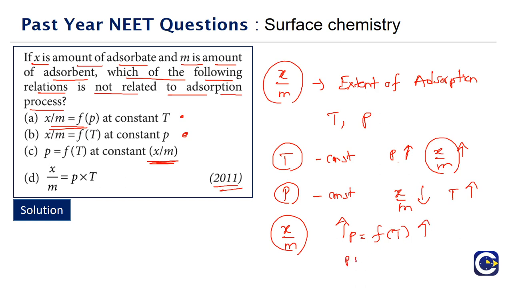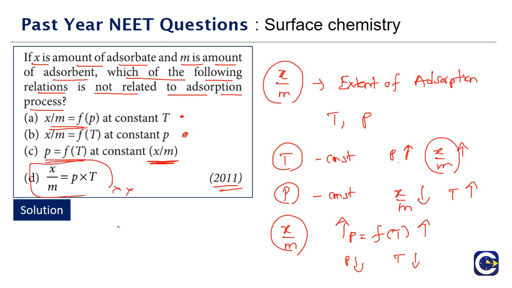Whereas at low pressure, they can maintain the same value of x by m with low temperature. So if you want to maintain the x by m value to be constant, then the corresponding pressure and temperature values will have a correlation. The last one, x by m will be equal to pressure into temperature. This is in fact the incorrect correlation.